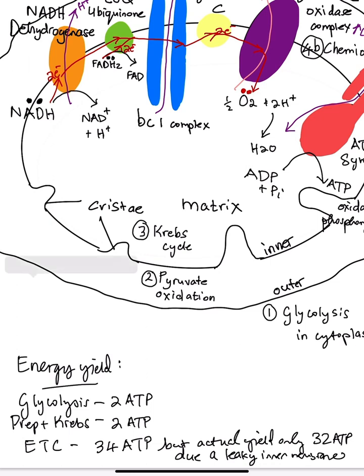If we add this 32 plus the 2 from glycolysis plus the 2 from the Krebs cycle and the prep step, we end with our 36 ATP. And that is our total yield after cellular respiration has occurred in an aerobic environment.